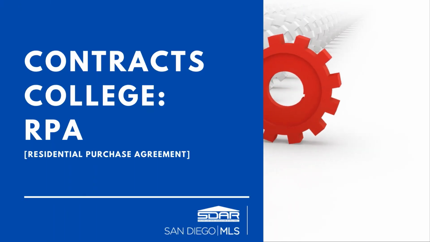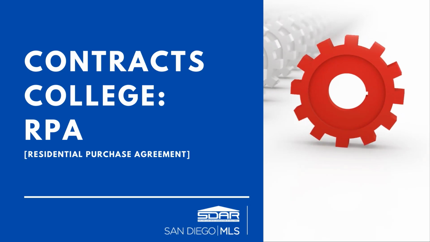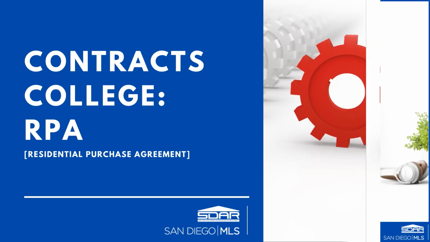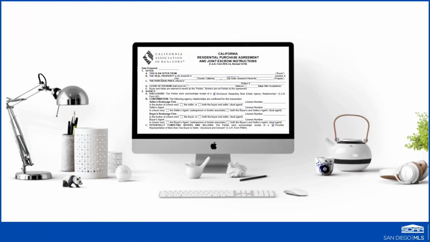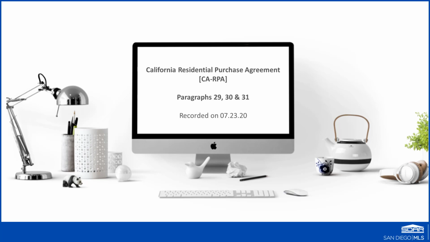The California Residential Purchase Agreement form is the cornerstone of every successful real estate transaction in the state of California. In this training video, we will review how to properly complete and use the RPA form step by step to better serve and protect yourself and your clients. This training is not intended to be a substitute for the advice of your broker, nor that of your attorney. We will cover paragraphs 29, 30, and 31. Our instructor for this video is Kevin Burke.